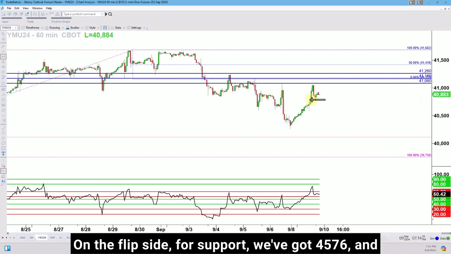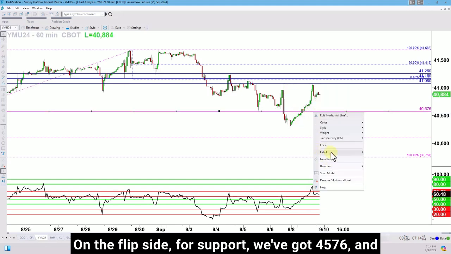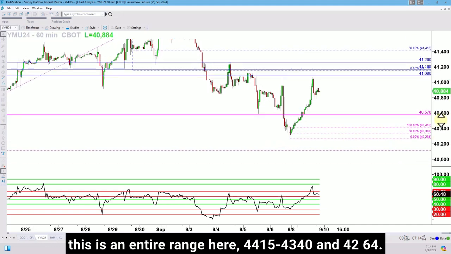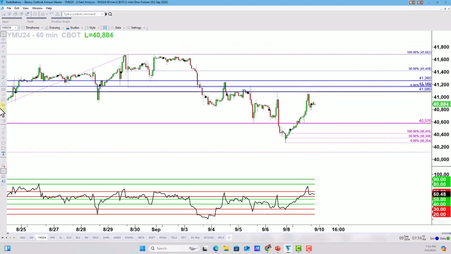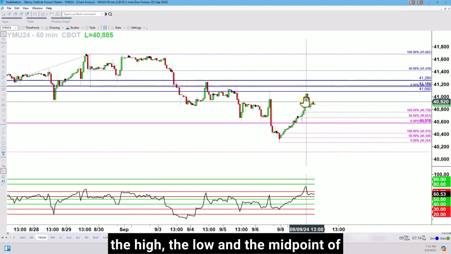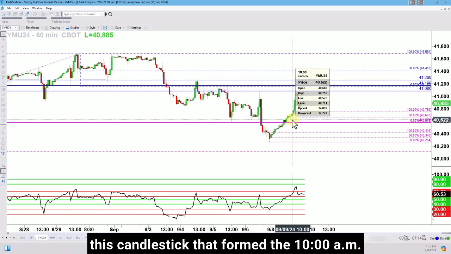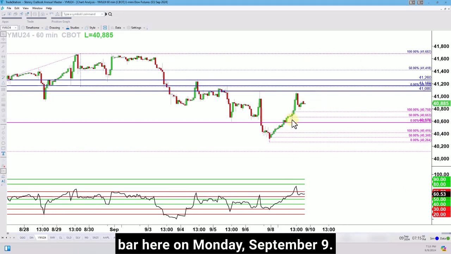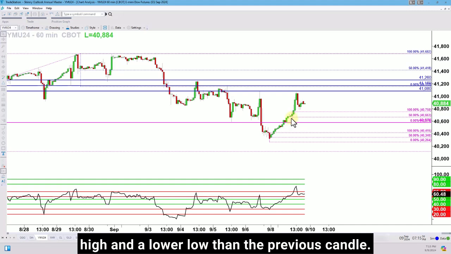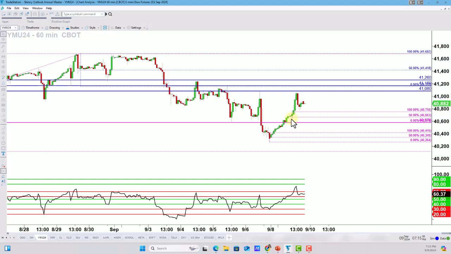On the flip side, for support, we've got 45.76, and this is an entire range here, 44.15, 43.40, and 42.64. I would also look at the entire range, the high, the low, and the midpoint of this candlestick that formed the 10 a.m. bar here on Monday, September 9th, because it was an outside bar. It had a higher high and a lower low than the previous candle.